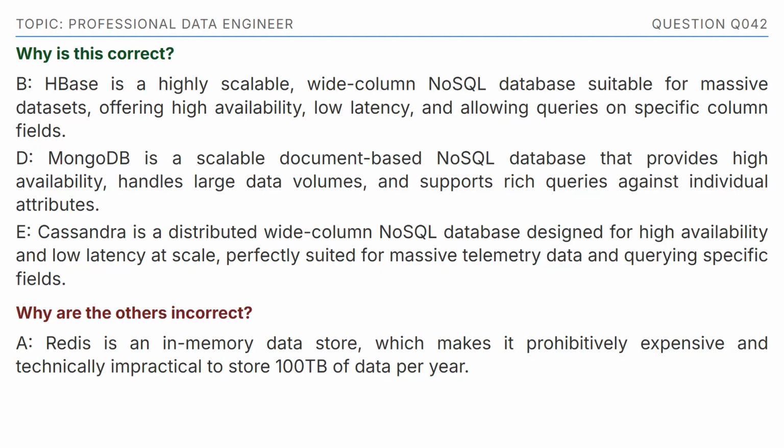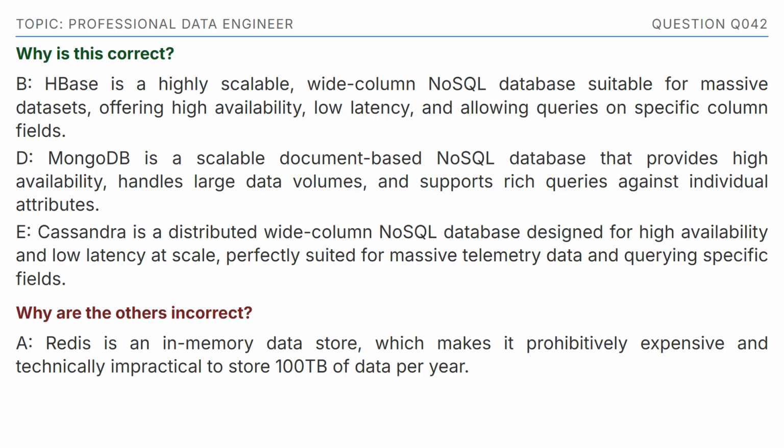Why is this correct? B. HBase is a highly scalable, wide-column NoSQL database suitable for massive datasets, offering high availability, low latency, and allowing queries on specific column fields. D. MongoDB is a scalable document-based NoSQL database that provides high availability, handles large data volumes, and supports rich queries against individual attributes. E. Cassandra is a distributed wide-column NoSQL database designed for high availability and low latency at scale, perfectly suited for massive telemetry data and querying specific fields.